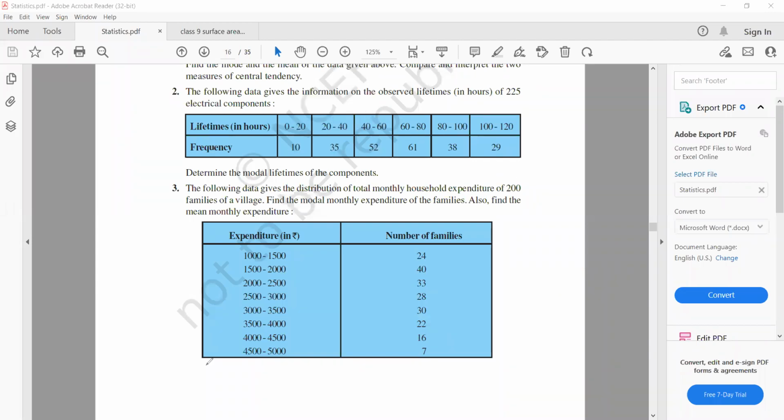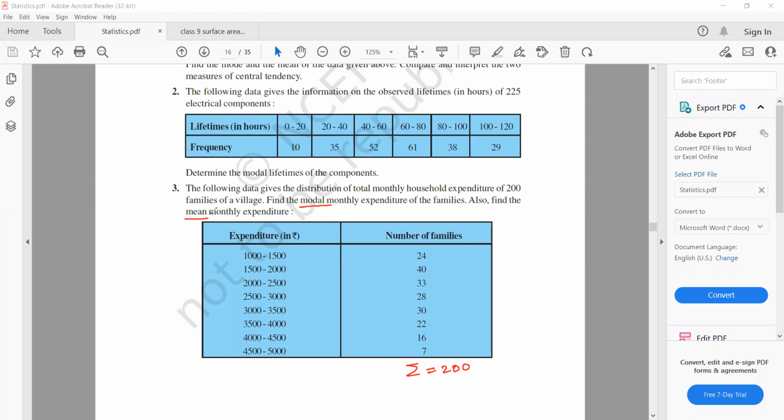The following data gives the distribution of total monthly household expenditure of 200 families of a village. So that means this summation is actually 200. Find the modal monthly expenditure of the family. Also find the mean. So can you do that? You have to find the mode and the mean of this data.